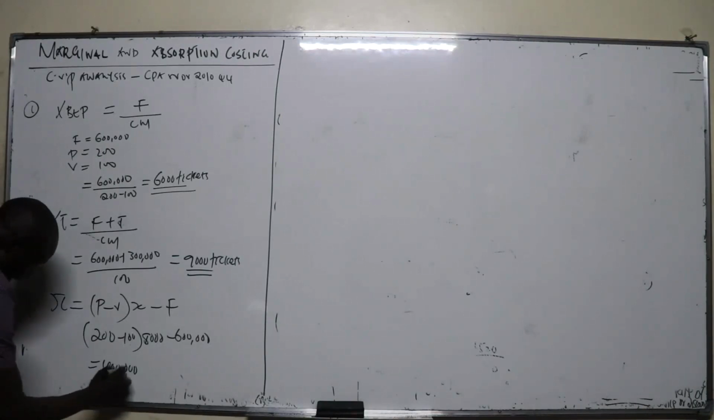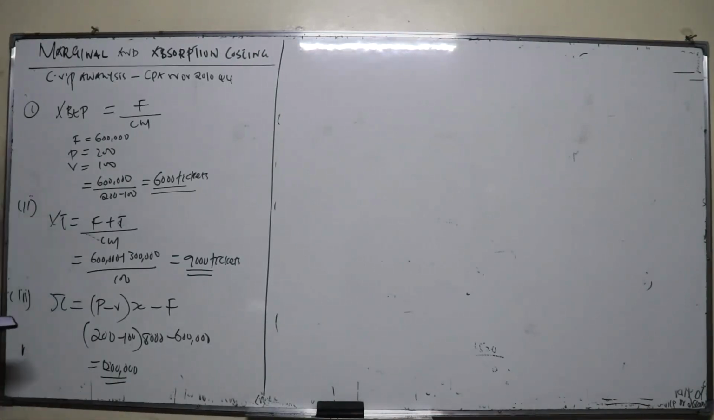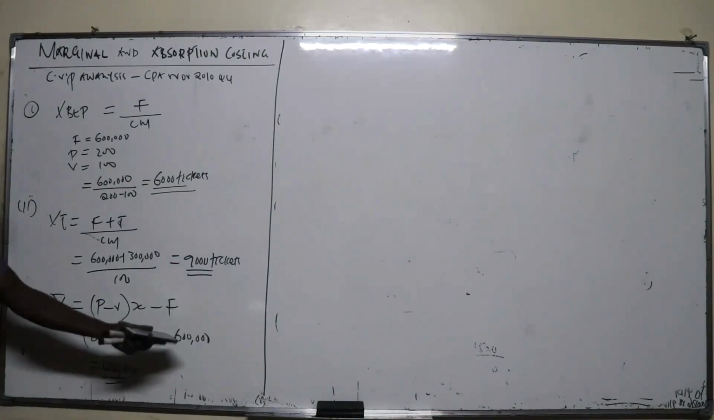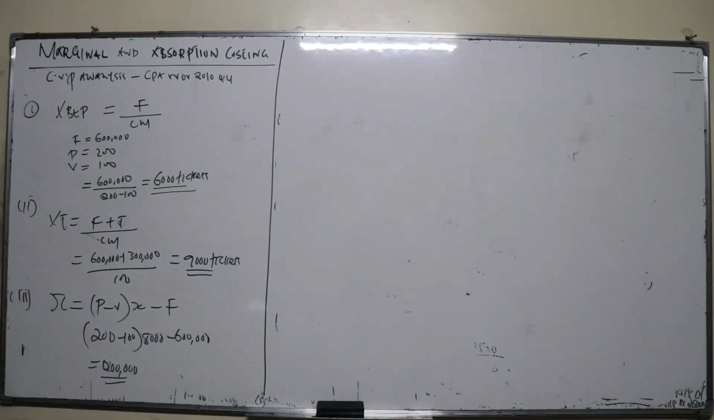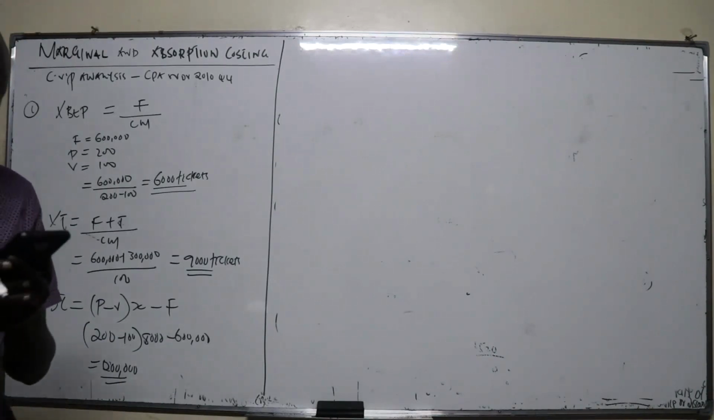200,000. So in other words, if they sell 8,000 tickets and the selling price is 200, variable cost per unit 100, fixed cost being 600,000, the profit to be realized is 200,000. So that one we are through.